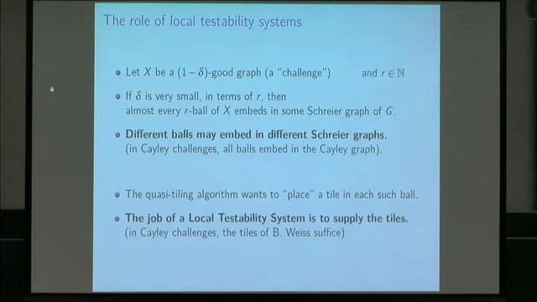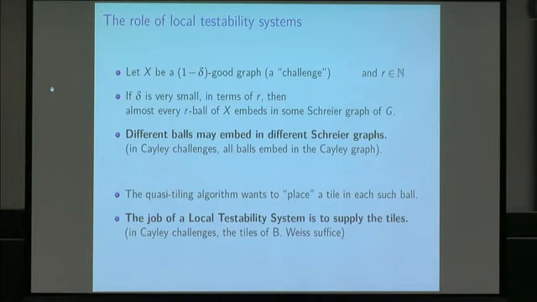OK, so we have a graph, and almost every ball looks like something we know, looks like something that lives in some Schreier graph. I want to use this algorithm again. So how am I going to do it? In each such ball, I want to place a tile, like I did here.